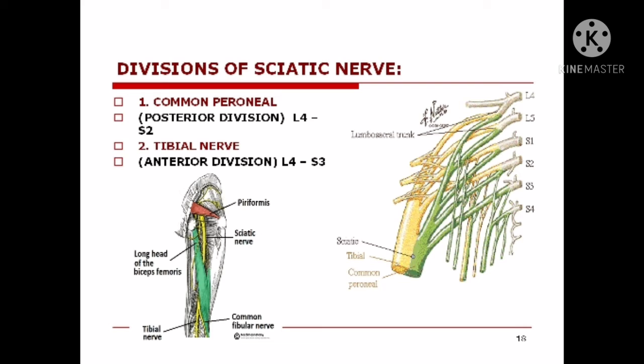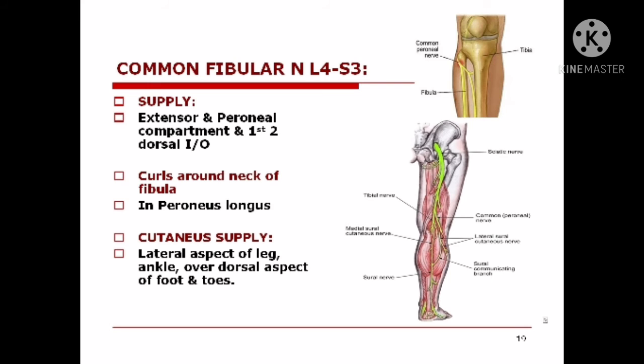The divisions of the sciatic nerve are the common peroneal or the common fibular nerve. It arises from the posterior division from the L4 to S2 segments, and the tibial nerve, it arises from the anterior division from L4 to S3 segments. The sciatic nerve divides in the popliteal fossa into tibial and common fibular nerve. The common fibular nerve is arising from L4 to S3 segments.